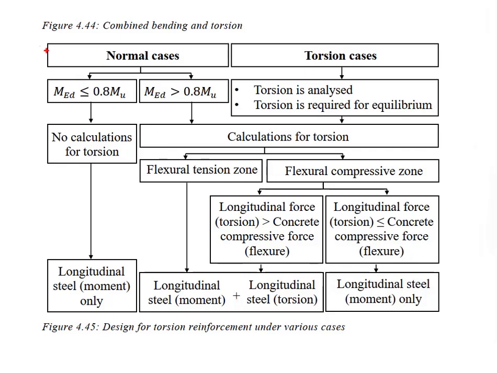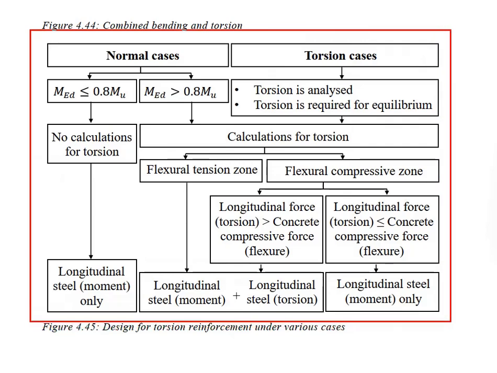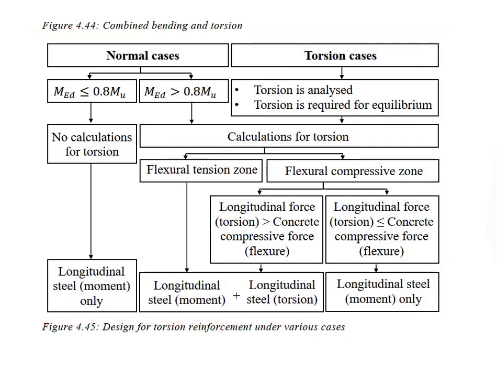With that, this concludes the design for the combined actions of the bending and torsion. To make it simple, there are two decisions that you need to make. First, do you need to do calculations for the torsion or not? Second, do you need to add the longitudinal steel bar for the torsional resistance on top of the longitudinal steel bar that is required to resist the flexural load?